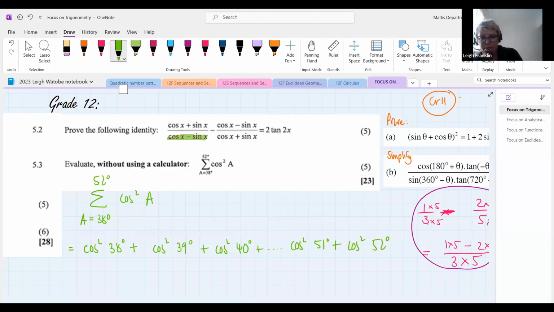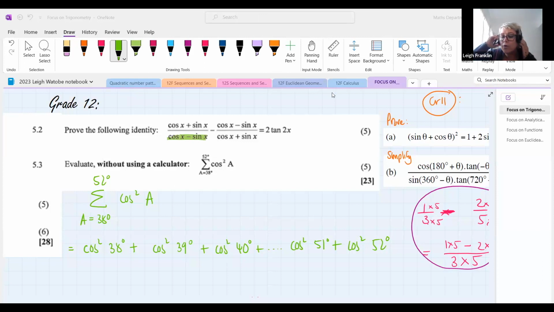So after we finished subbing in, now we're looking at it. What we've just done is grade 12, but our next steps are grade 11 steps. We're looking at cos squared 38 and cos squared 52. What do we see about the 38 and the 52? What's 38 plus 52? It's 90, exactly. So this means that we've got to use co-functions. They're complementary angles.